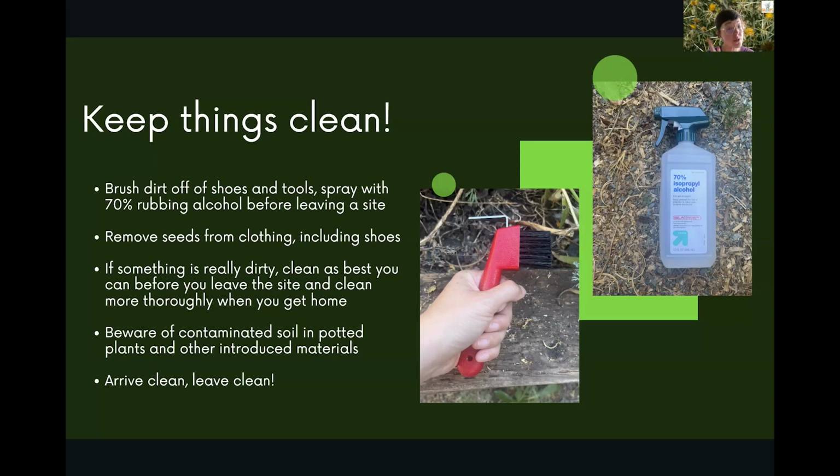And you want to use 70% and not 90%. The 70% has a higher water content, which prevents the alcohol from evaporating too quickly. So if you use a 90%, the alcohol will evaporate too quickly, which means it will not stay in contact with the soil pathogen for long enough to kill it. So the 70% is great.